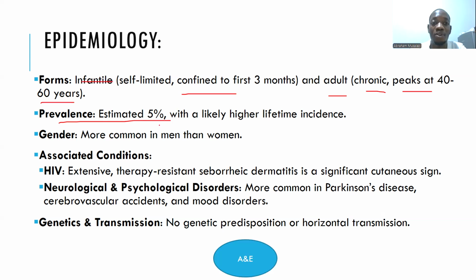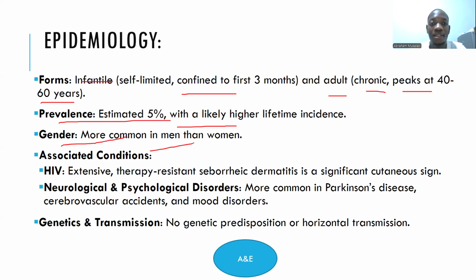So prevalence is about 5%, and this is usually higher with increasing age. So if you are to do a prevalence study for those aged 50 and above, you may find the prevalence being a little bit higher, even up to 20%.